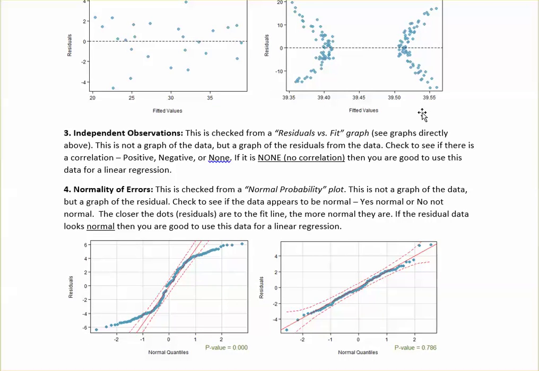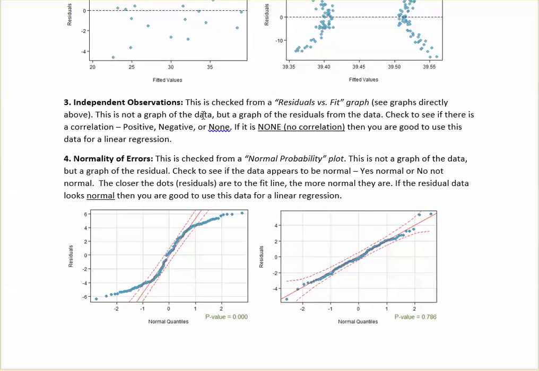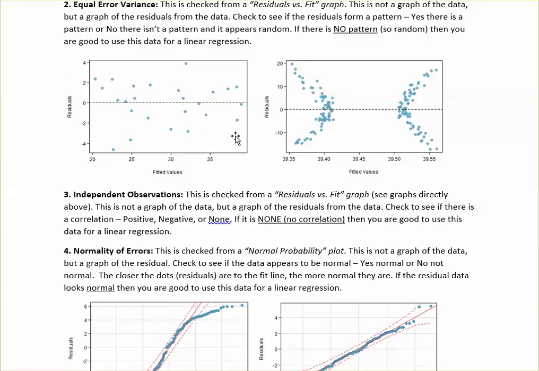All right, so now for the independent observations, this is also checked from this same graph above, or these same figures. So it is checked from the residuals versus fit graph. This is not a graph of the data, but it is of the residuals of the data. And what you want to check is to see if there is a correlation.